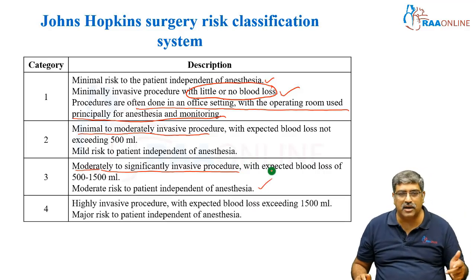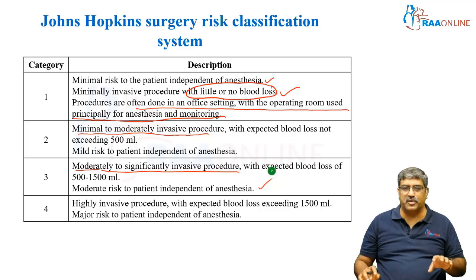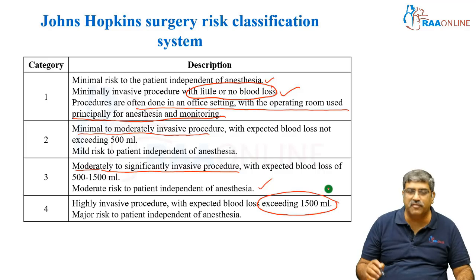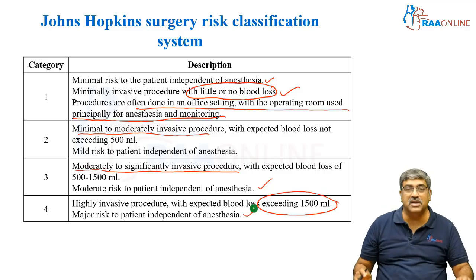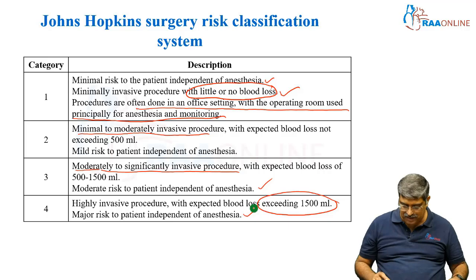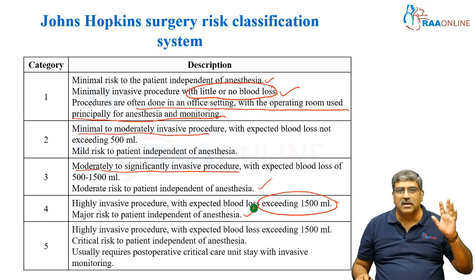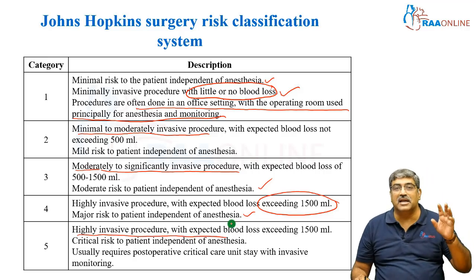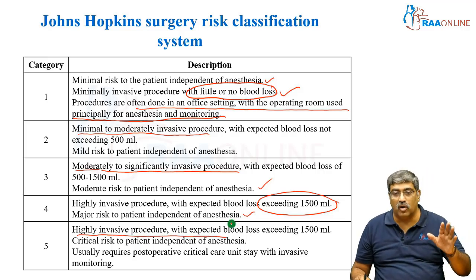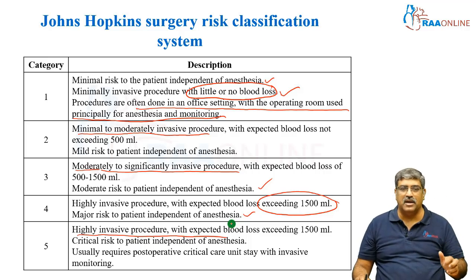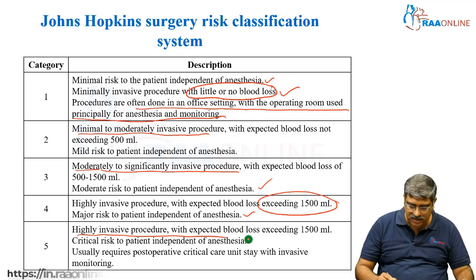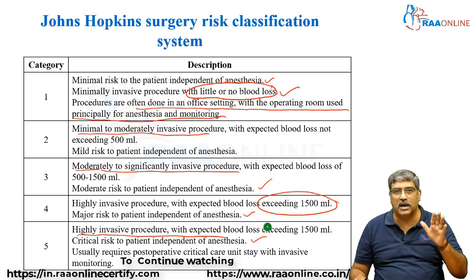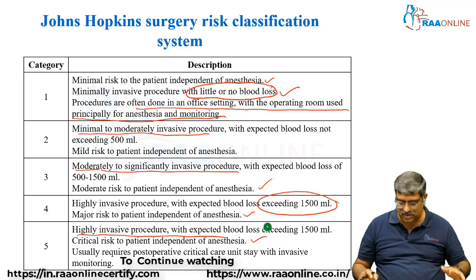Now coming to category 4, it is a highly invasive procedure with the expected blood loss exceeding 1500 ml. It is major risk to the patient independent of anesthesia. Coming to category 5, it is a highly invasive procedure with the expected blood loss exceeding almost 1500 ml. It is critical risk to the patient independent of anesthesia, usually requiring a postoperative critical ICU stay with invasive monitoring.